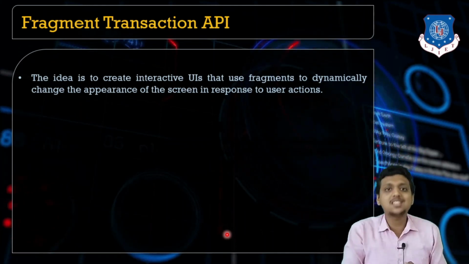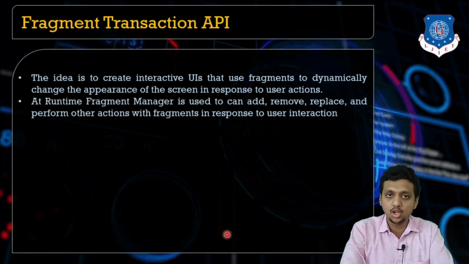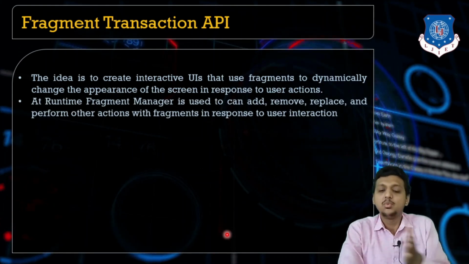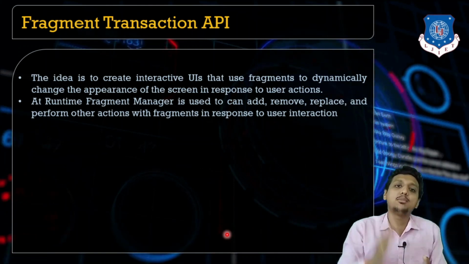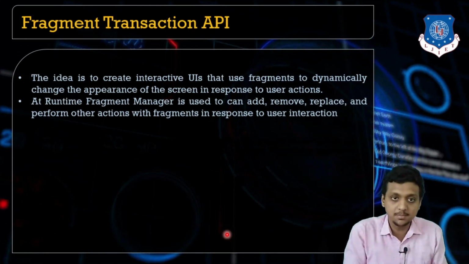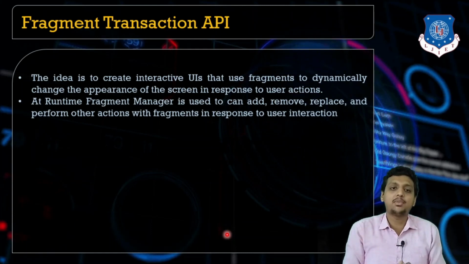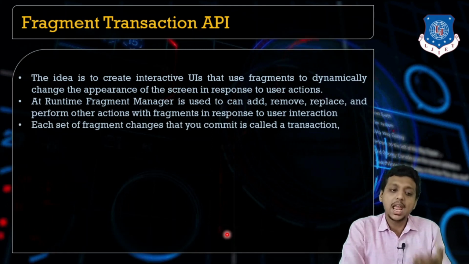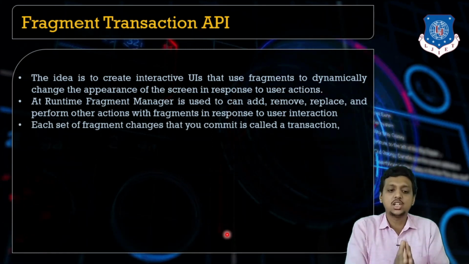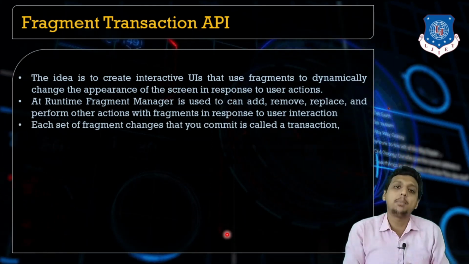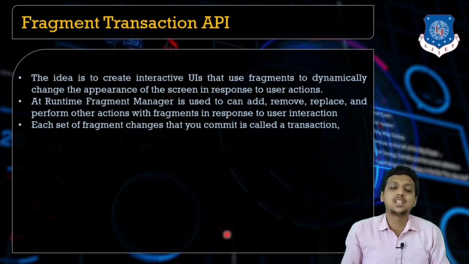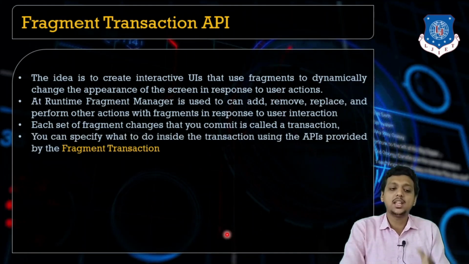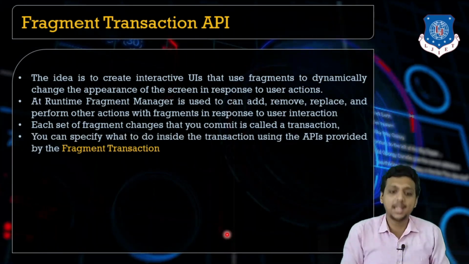So to make a dynamic UI, we came up with the idea of fragments, and in fragments we have the fragment manager, which can be used to add, remove, or replace a fragment at runtime, and to perform such actions when the fragment gives some response. Each set of fragment changes, when you try to commit it, is called a transaction. And the transaction is managed by the fragment transaction API.